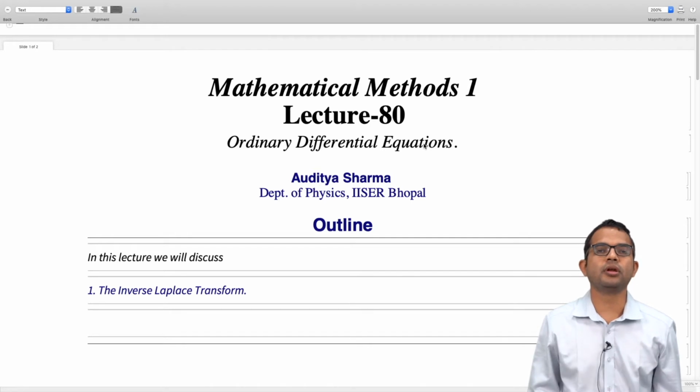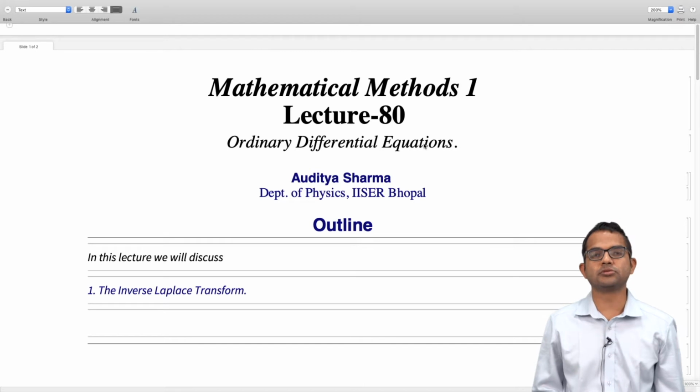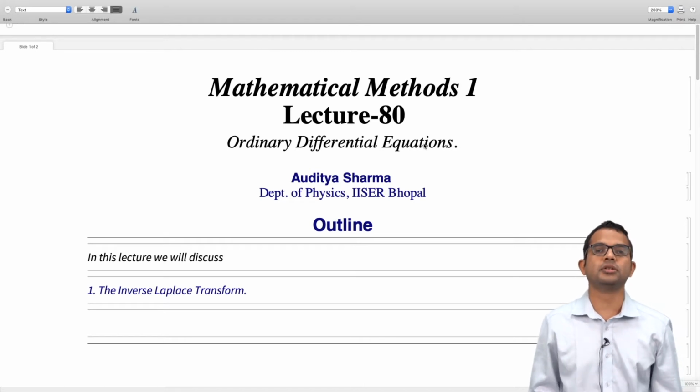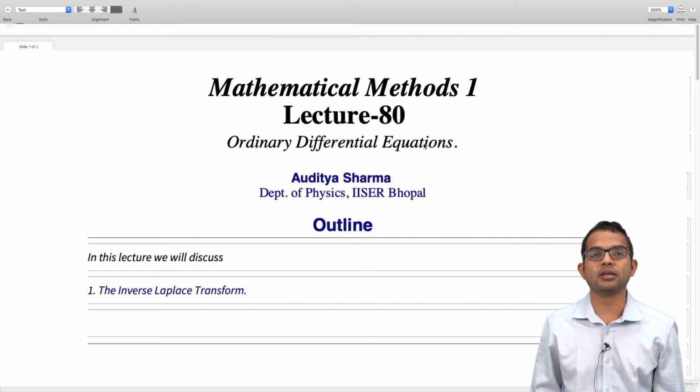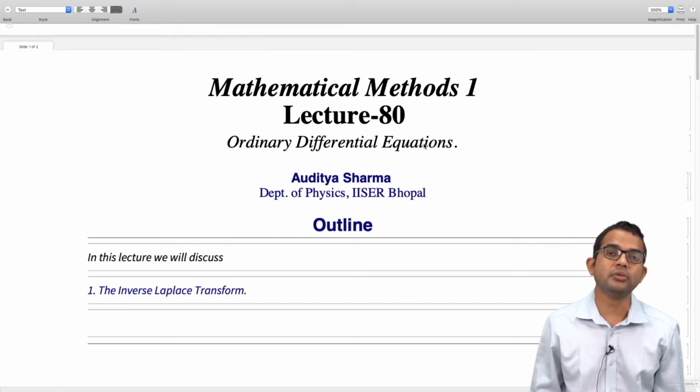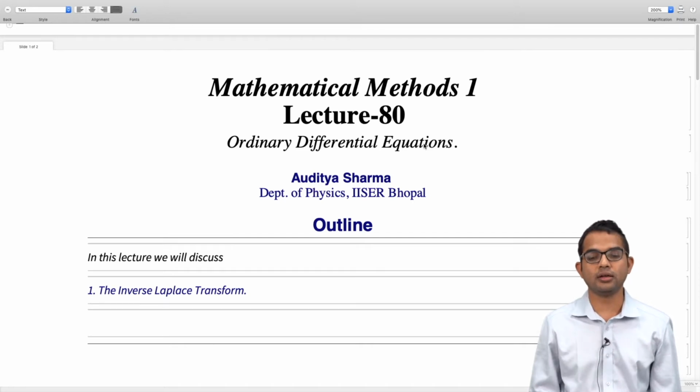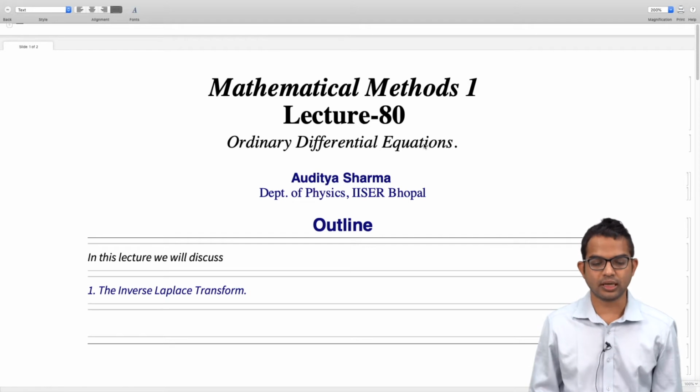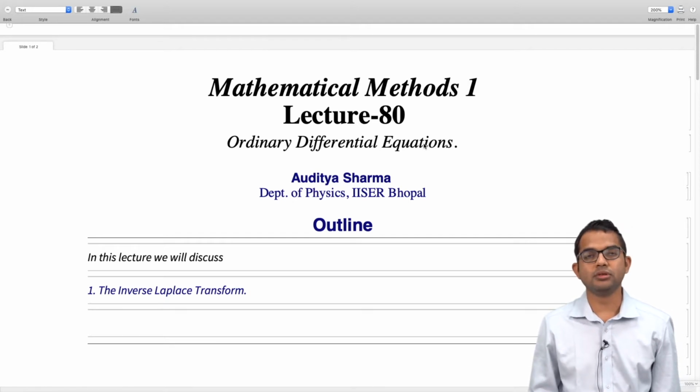Okay, so we've been looking at the Laplace transform. We've looked at what the Laplace transform is. We've looked at certain properties of the Laplace transform itself. We looked at certain special types of functions for which the Laplace transform can be evaluated using the properties, and how that can be exploited to find the Laplace transform of composite functions, right, which involve various standard types.